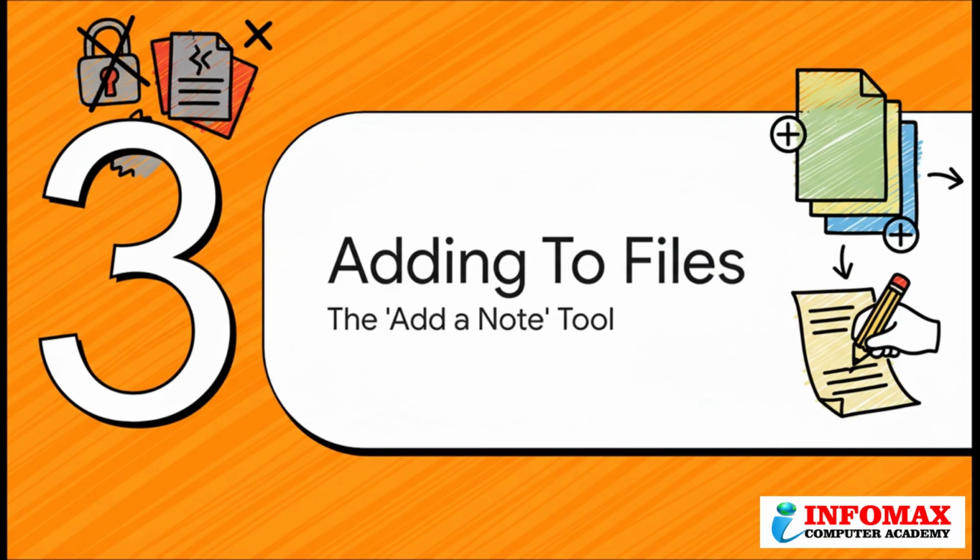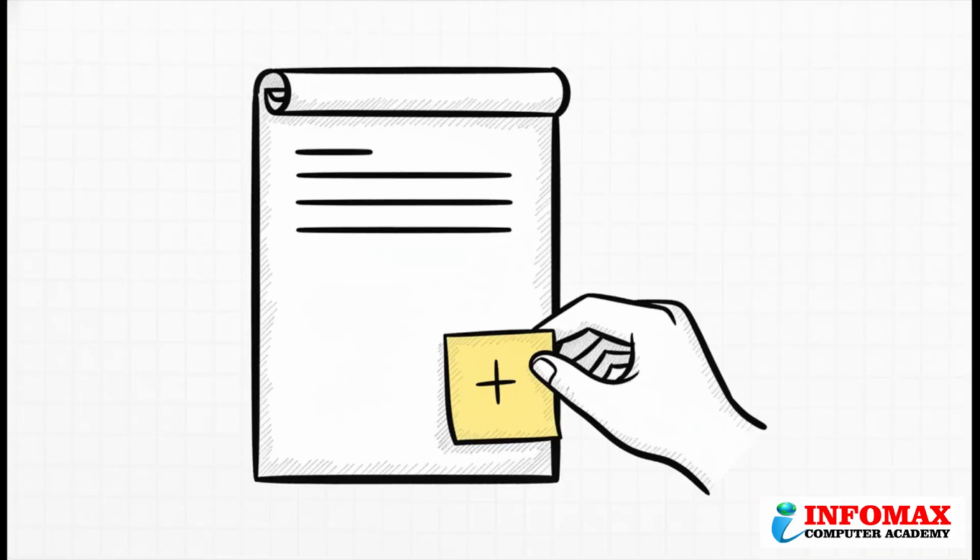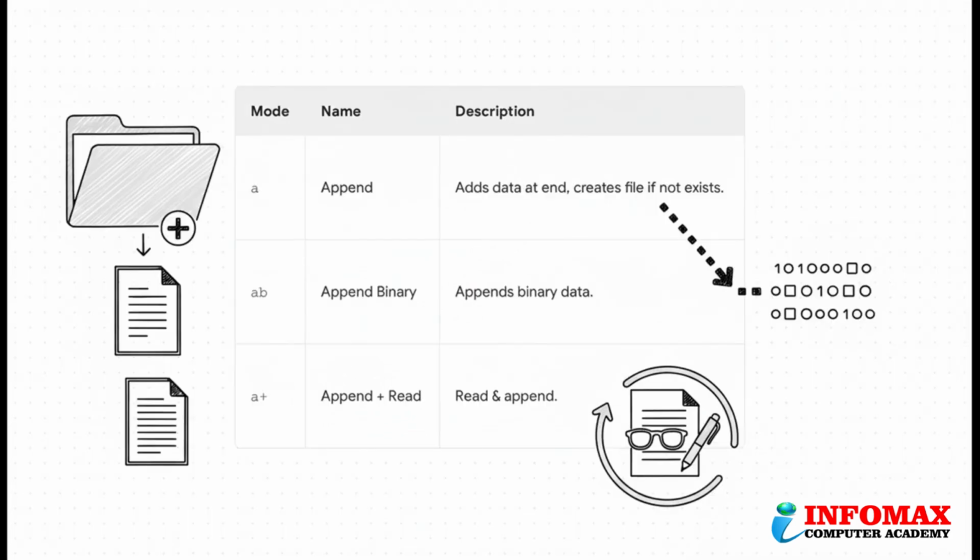This is your tool for when you just want to add some new info without destroying everything that came before it. You know, I absolutely love this analogy. Using the append mode, or A, is exactly like grabbing a Post-it note and sticking it to the bottom of a long document. You're adding something new, right? But the original document is still there, perfectly intact, totally untouched. It's completely non-destructive. The append modes are just friendlier.